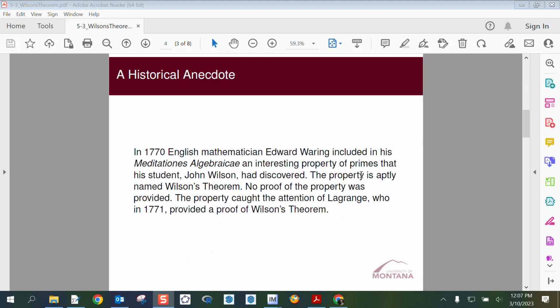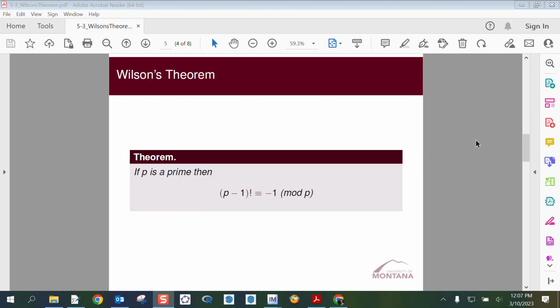Okay, so historically, it was 1770 when the English mathematician Edward Waring included in his Meditations on Algebra an interesting property of primes that his student John Wilson had discovered. And so it's aptly named Wilson's theorem, but no proof was provided, and it caught the attention of Lagrange, who just a year later provided a proof of Wilson's theorem. So let's go ahead and dive right into it. Here it is. Here's Wilson's theorem.